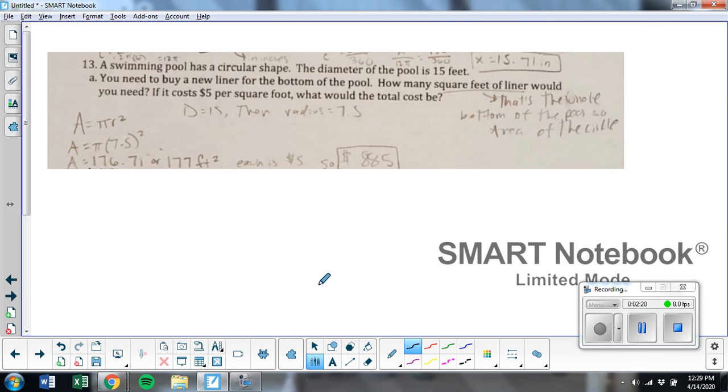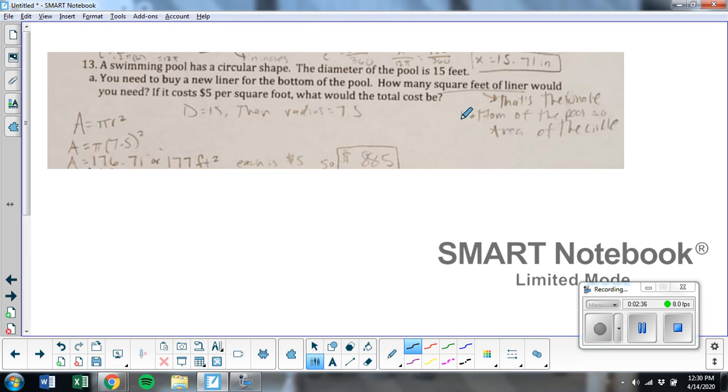All right, let's look at question 13. A swimming pool has a circular shape. The diameter of the pool is 15. You need to buy a new liner for the bottom of the pool. How many square feet of liner would you need? If it costs $5 per square foot, what would be the total cost?